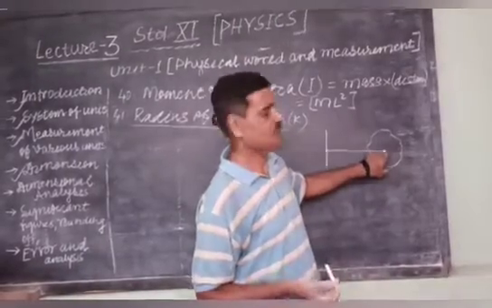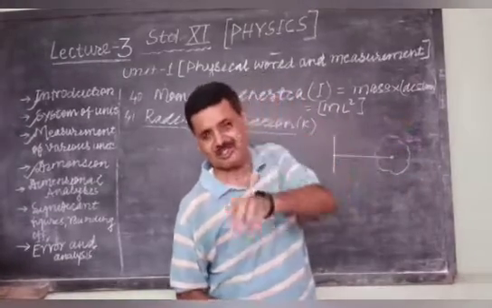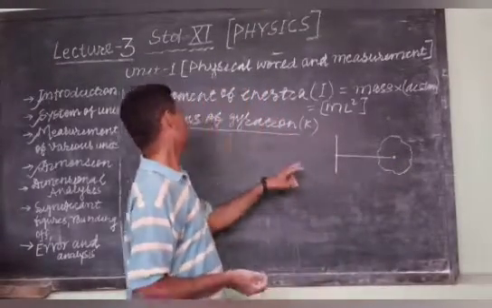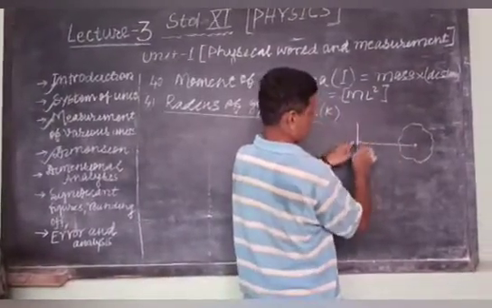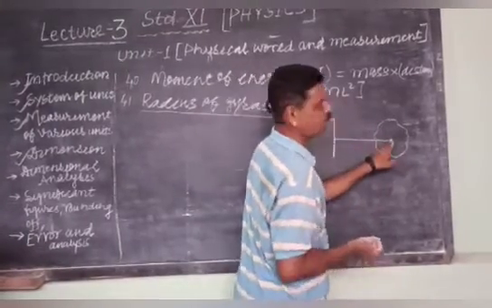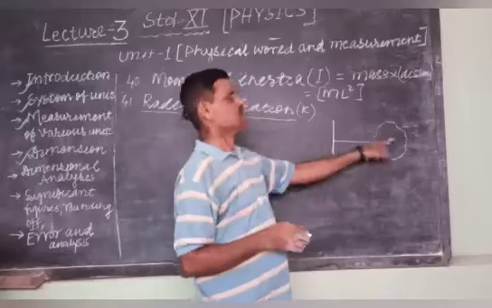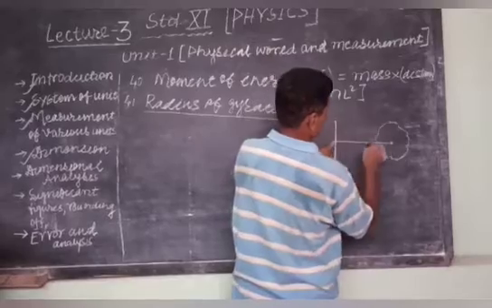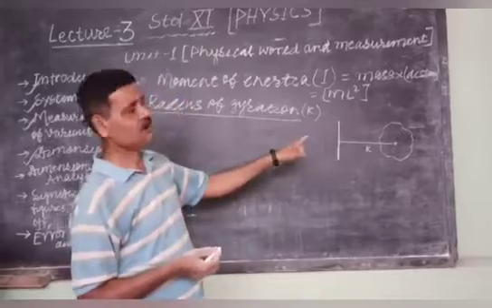What do you mean by CG? That particular point where the entire mass of the body is concentrated or centered is called CG. Now, the radius of gyration is the distance from the fixed axis to that particular point where the entire mass of the body is concentrated. So from this axis to the CG, this distance is the radius of gyration. It can be denoted by K.